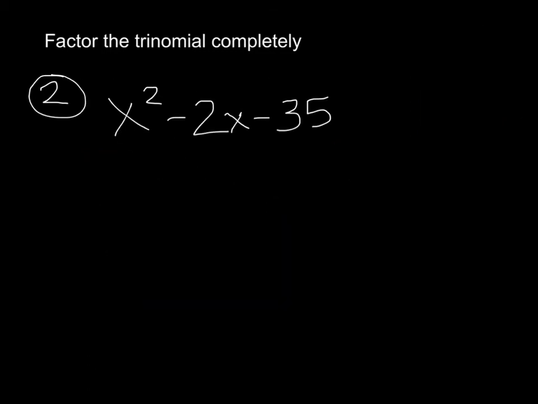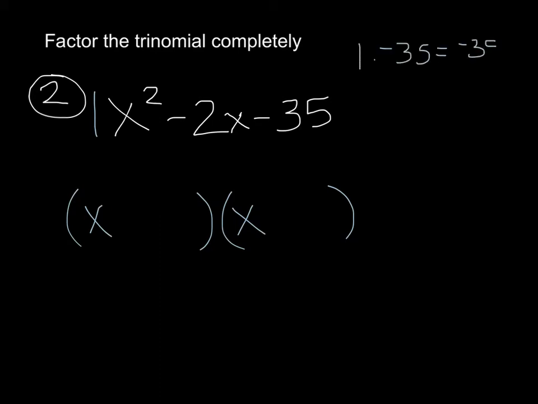Let's look at another one. We want to do the same thing: factor the trinomial completely. First of all, let's put that 1 in front of the x squared. We can draw our parentheses, and x times x gives me x squared, so I already have those two things filled in. Then I'm going to take 1 times negative 35, always the first term times the last term. 1 times negative 35 is negative 35.